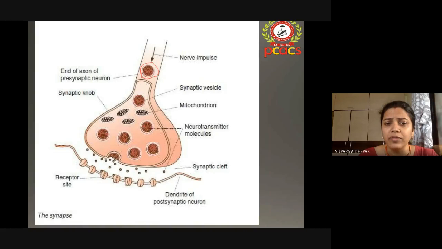These vesicles are already present in the knob. Please understand that they are already present in the knob, okay? This region which you see, which is very close to your synaptic cleft, can be the active region. That means the vesicles present in this region are ready to fuse with the membrane of your axon and then get released into the synaptic cleft.